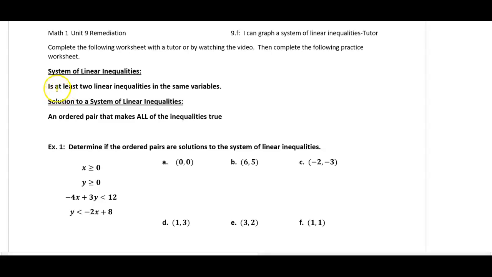It's basically at least two linear inequalities in the same variables. Generally, the variables are x and y, but they could always be something different. And a solution to a system of linear inequalities is an ordered pair that makes all, and that's the key part there, all of the inequalities true.